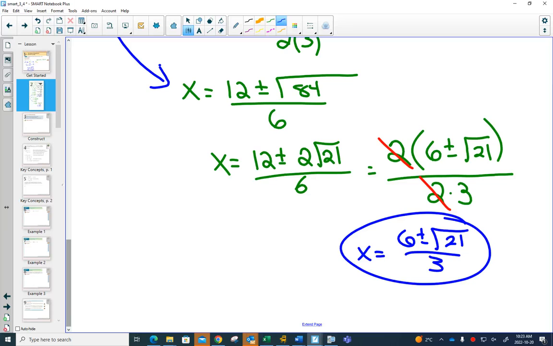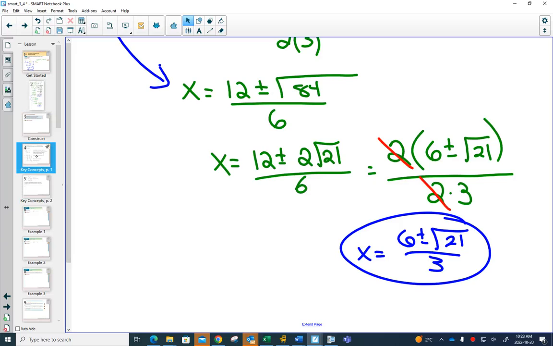So the quadratic formula got us the answer very quick, but we had to do work simplifying. Completing the square got us the answer slowly, but we didn't have to do as much work simplifying. So there's pros and cons to both of them. Quadratic formula is on your formula sheet.